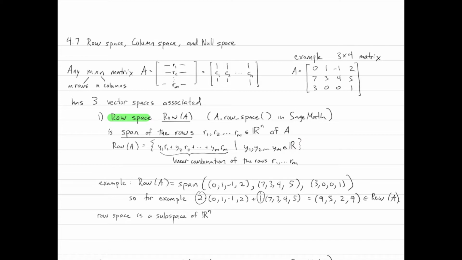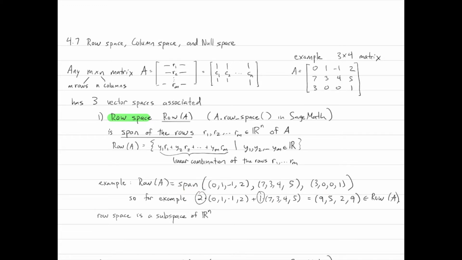So what was span again? That just means the linear combinations of those vectors. So looking at our example here, the row space of A is the span of these 3 vectors that form the rows. So the first row is 0, 1, negative 1, 2. Then the second row is this, and the third row is 3, 0, 0, 1. And so we just take their span.